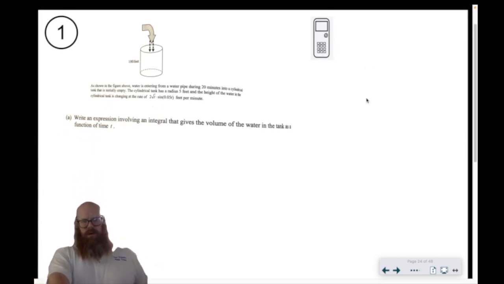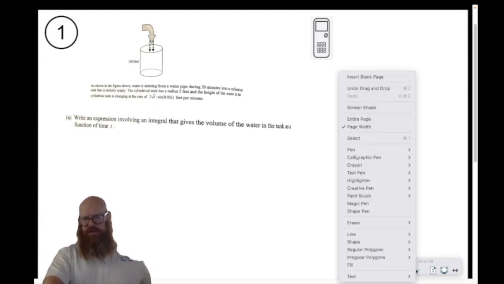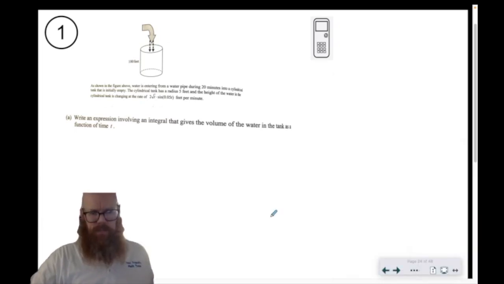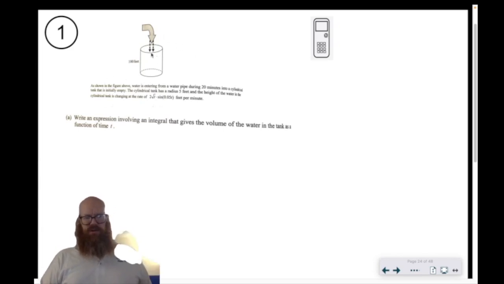On we go to number 1, our first FRQ. These two FRQs are ones where we can use a calculator. What we have is a cylindrical tank where the radius is always 5, and the rate of change of the height is modeled by this.